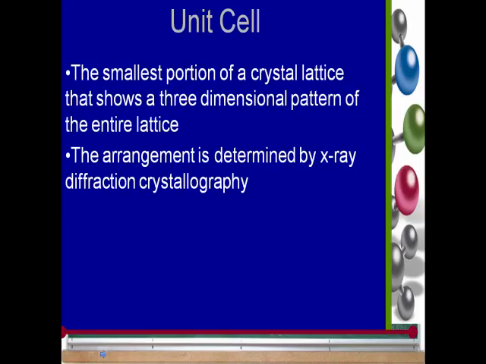So a crystal lattice is made up of several unit cells. A unit cell is defined as the smallest portion of a crystal lattice that shows a three-dimensional pattern of the entire lattice. The way that they determine this structure is by X-ray diffraction crystallography. Basically they take a sample of the solid and bombard it with X-rays. Those X-rays strike the ions, and because those ions are charged, they deflect. This deflection forms a pattern that can be analyzed to determine position.